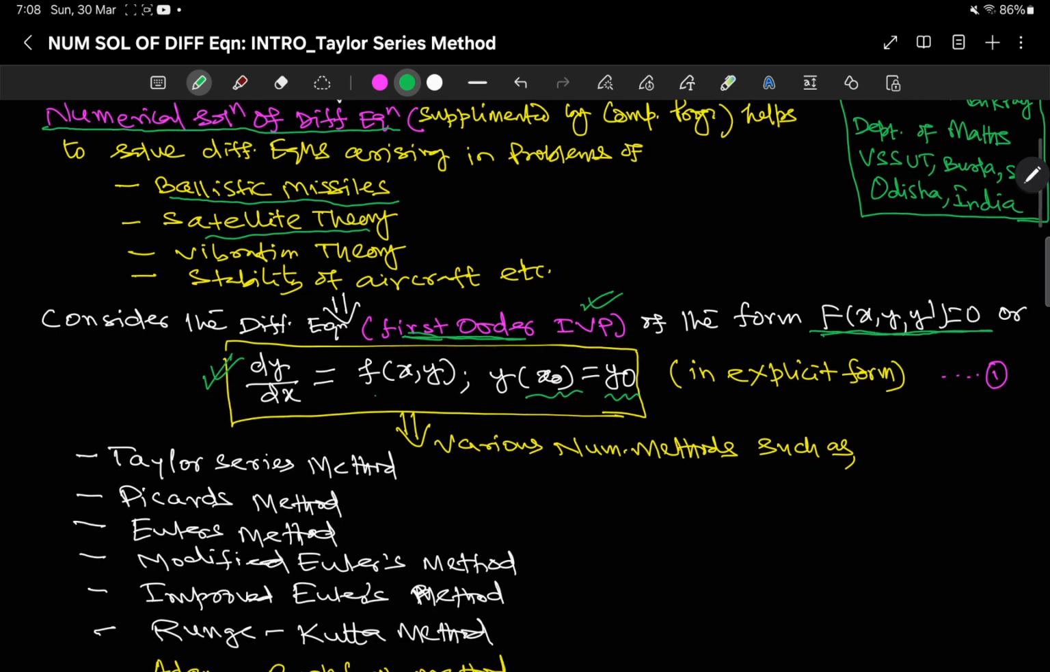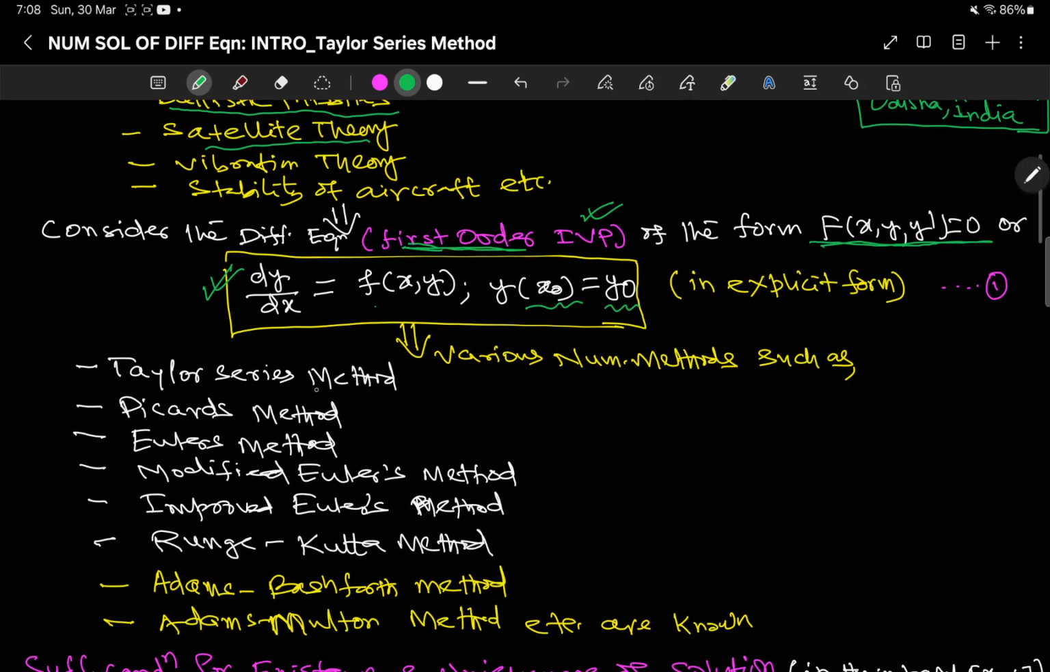Various numerical methods are known such as the Taylor series method, Picard's method, Euler's method, modified Euler's method, improved Euler method, Runge-Kutta method, etc. These methods are single step methods, because we just use the previous step to find the outcome of the subsequent step.